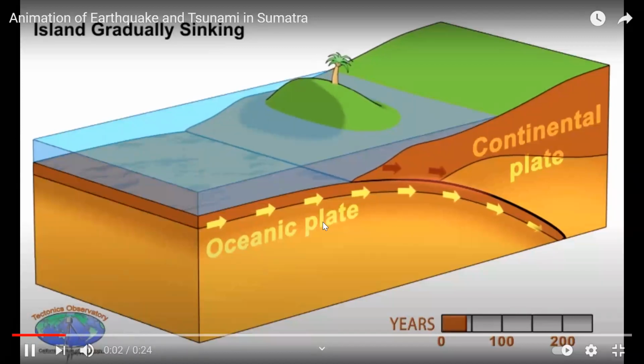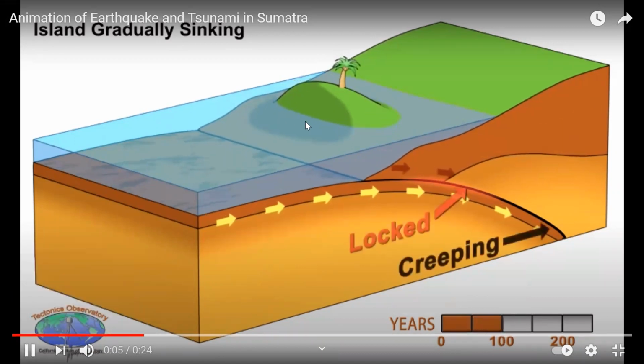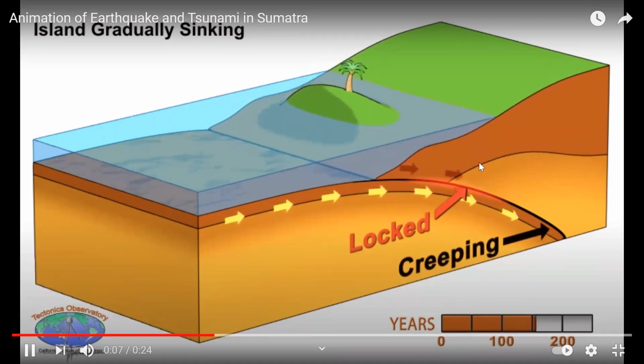Here we can see this oceanic plate is converging with the continental lithosphere of this plate, and the fault right here is locked together by friction. As a result, the overriding plate is deformed. It undergoes elastic deformation and accumulates elastic potential energy. Down here, you can see the time scale of elapsed time. We're on the order of hundreds of years for this deformation to accumulate. Actually, this island appears to be sinking because of this deformation.